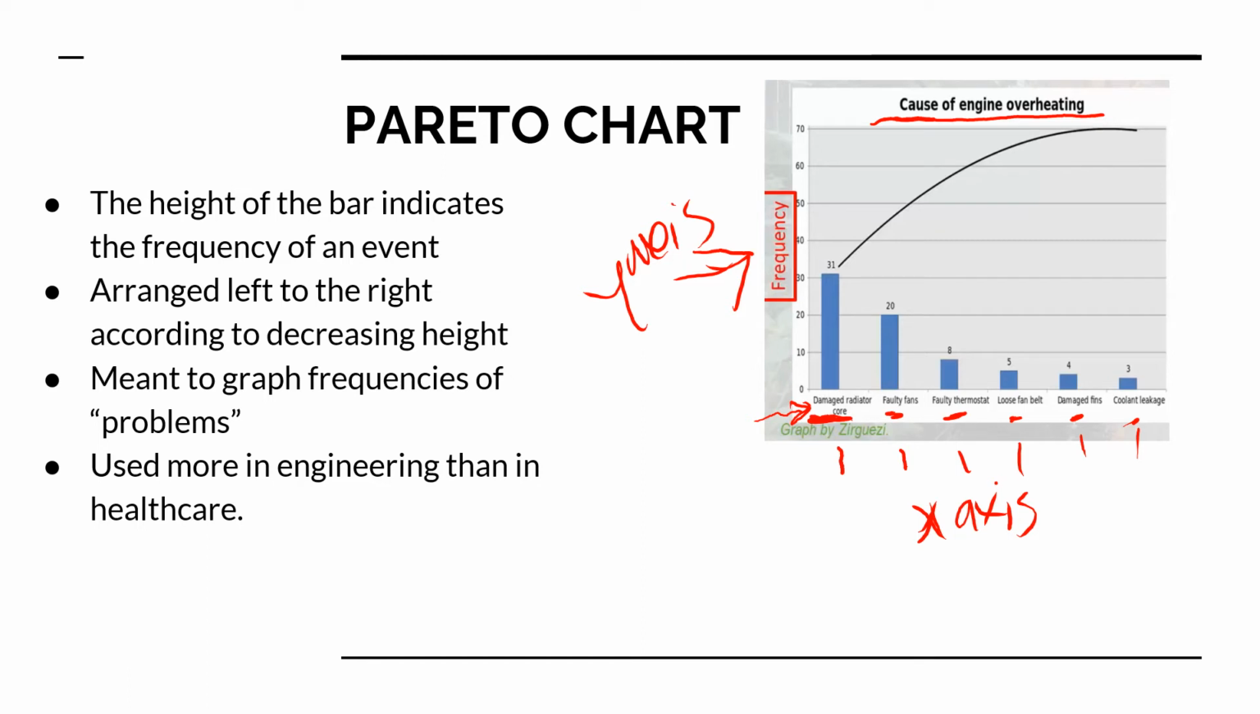And so what this does is it lists the different problems and the frequency of how many times those problems happen. And what it does is it puts them all in order from big to small. Okay, so you can see the order of how big of a problem it is to how small of a problem something is.